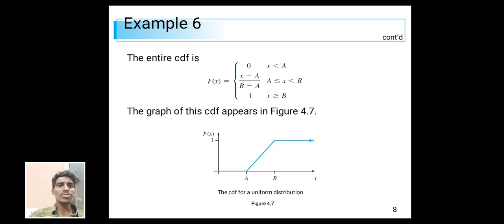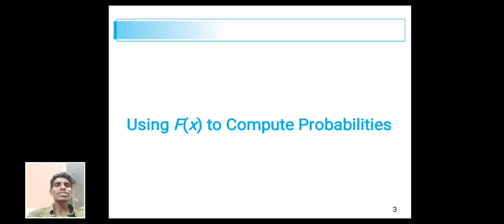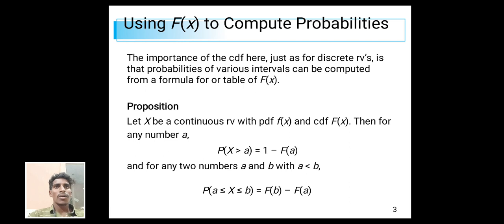You can also observe the graph of the cumulative distribution function for a uniform distribution. Now, using F(x) to compute probabilities. The importance of the CDF here, just as for discrete random variables, is that probabilities of various intervals can be computed from a formula or table of F(x).